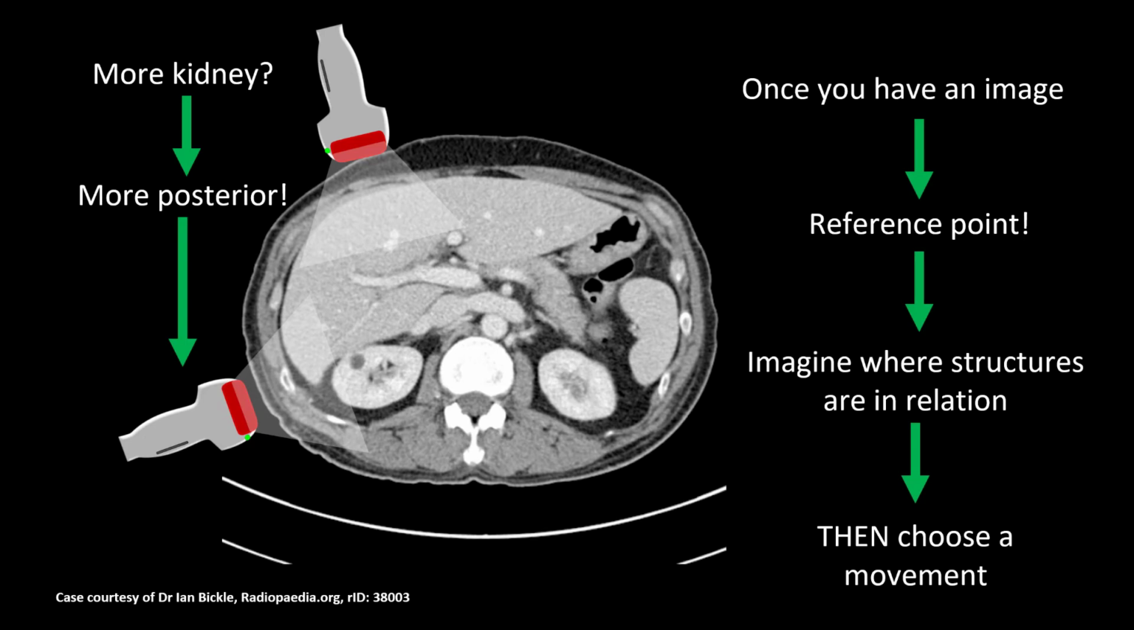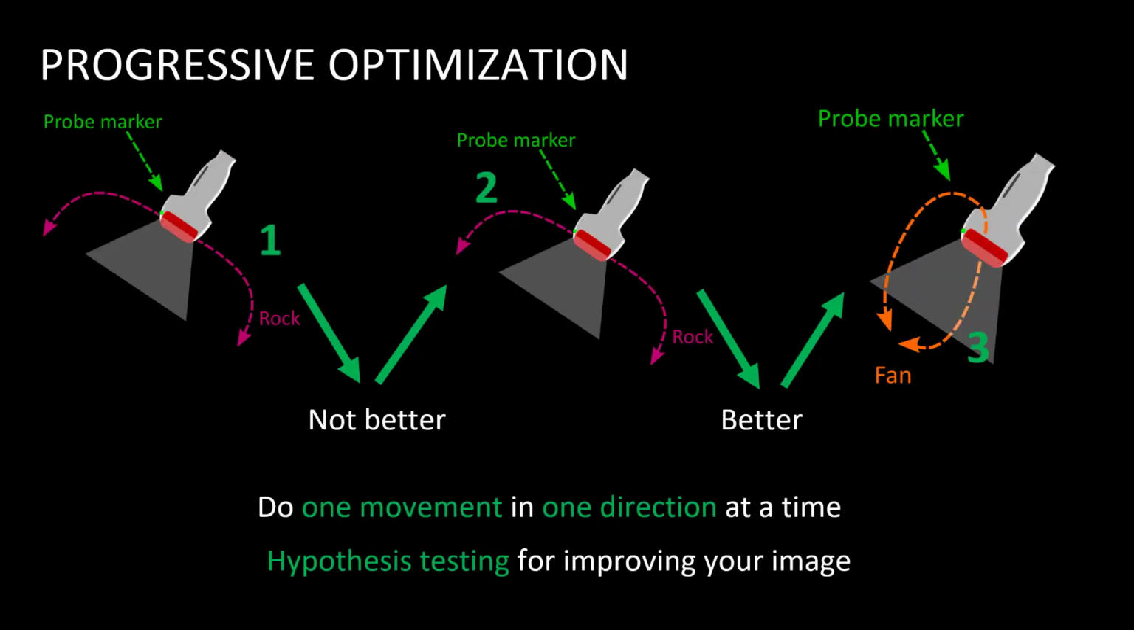If you frequently look at CT scans, you should have a decent idea of how structures and organs are placed in relation to one another. Use that knowledge. After all, we are essentially creating CT slices using ultrasound, just that the slices are dynamic. The next trick is to slow down and use the maneuvers deliberately and sequentially. I personally call this hypothesis testing of your image.